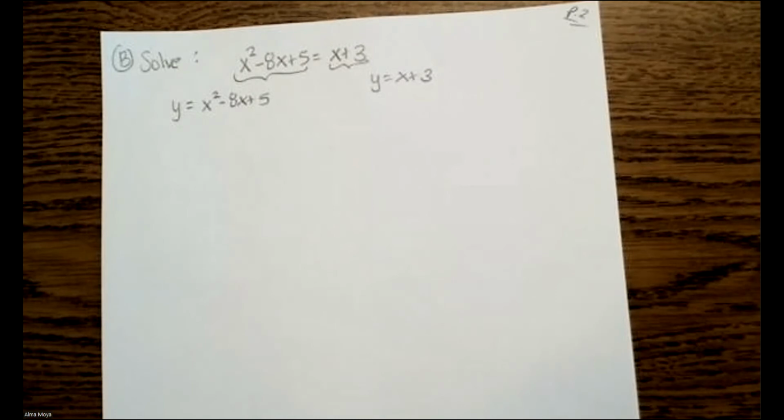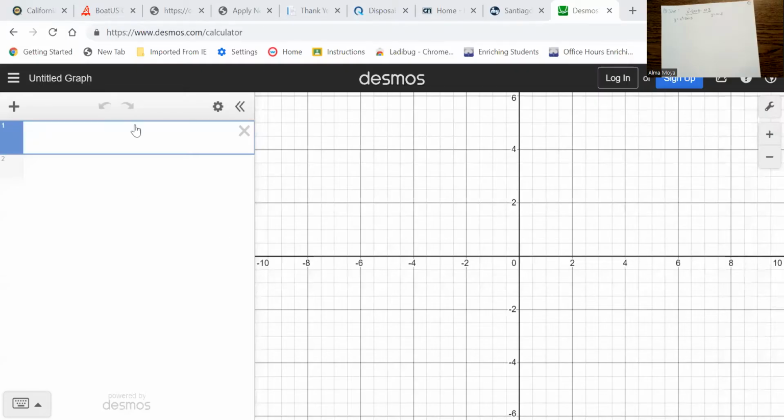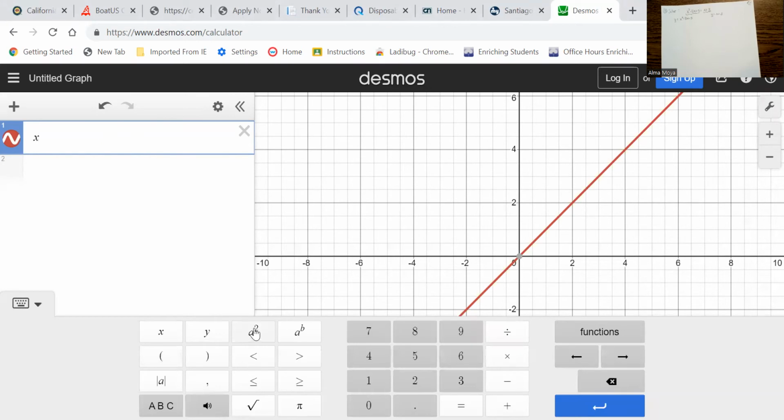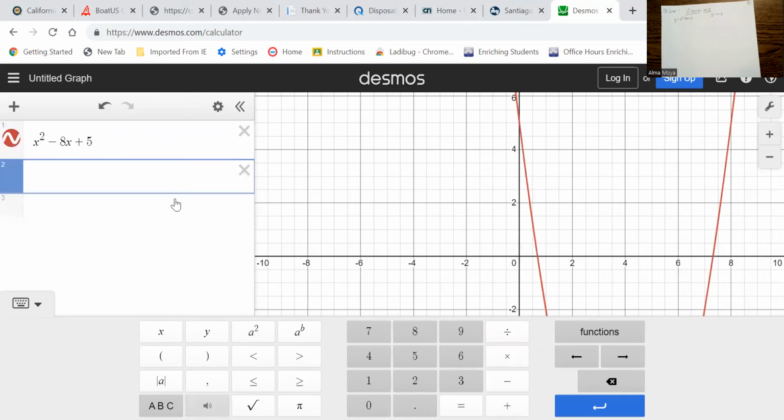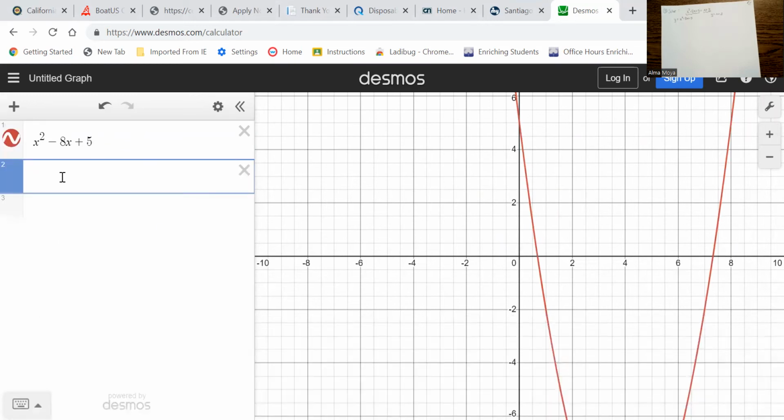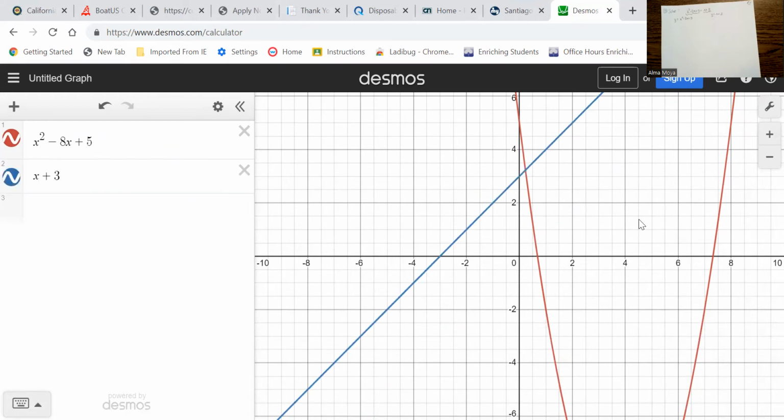So share screen. Here's Desmos. In one equation, you're going to hit x squared. The exponent key is down here, there's a square key right there. And then I need to hit minus 8x plus 5. And then in the next equation, let's lower that, is going to be x plus 3. So here's our graph.